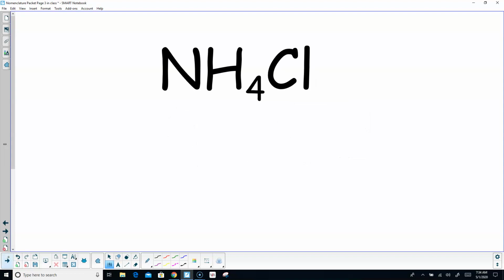This has that polyatomic cation. So that means the first one, the positive ion, is on your periodic table. It's the second one down on the left-hand side. That is ammonium, and it has a fixed charge, so we're just going to name this ammonium chloride.